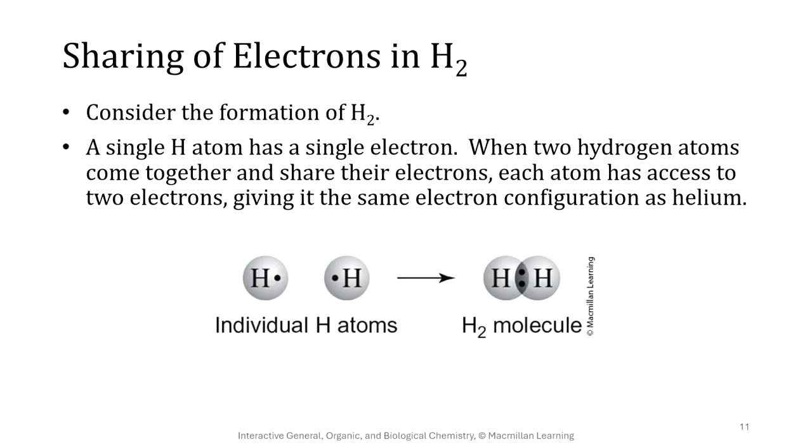Now the nearest noble gas is helium, and that has 2 electrons. And so 2 hydrogen atoms will come together. Each will share 1 electron, so that each atom can claim that it is sharing 2 electrons. Those 2 electrons then give each one the same electron configuration as the nearest noble gas, that is helium. So if you go back and look at your periodic table, you have hydrogen and helium.